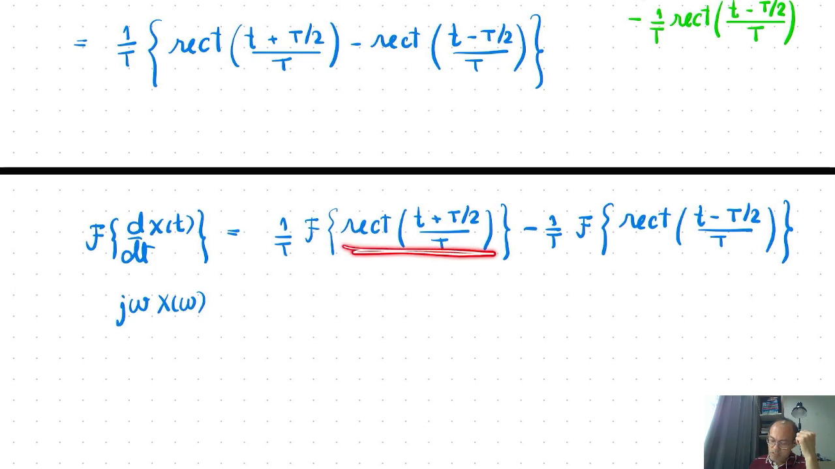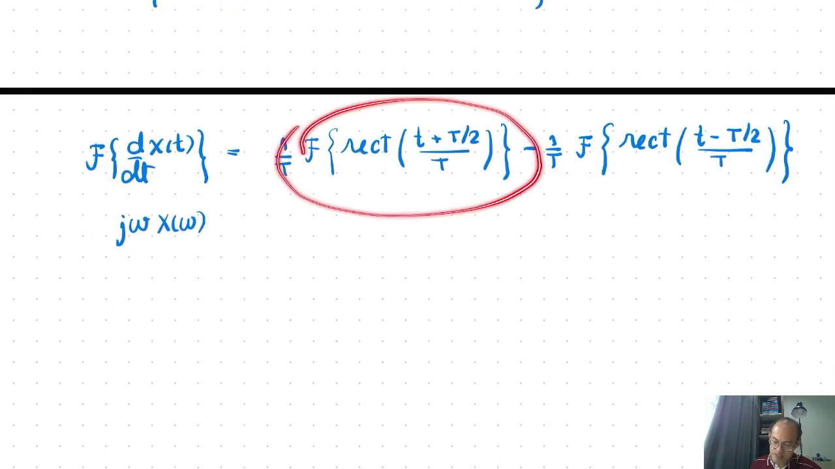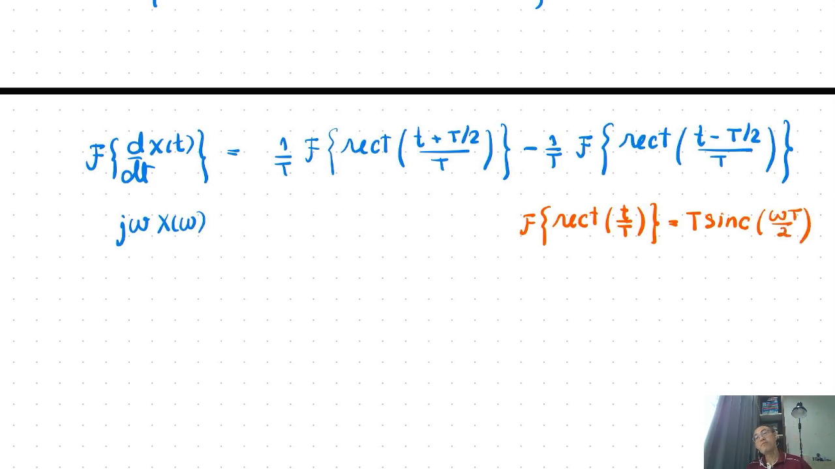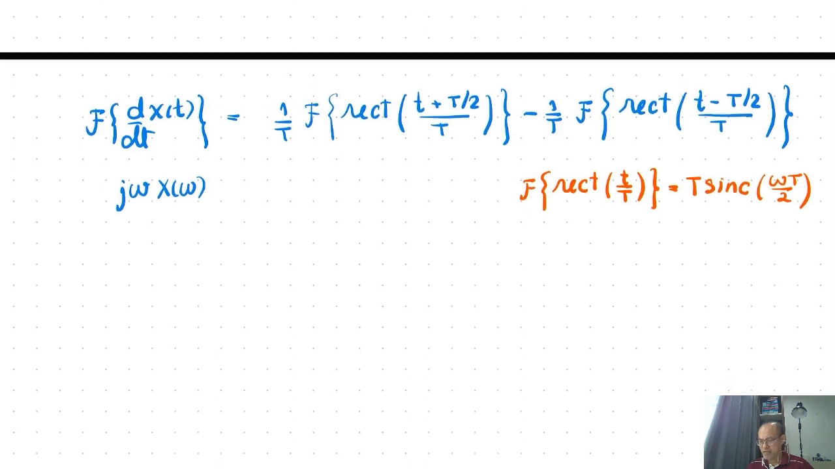Now, what about this? To determine this, we have to know that the Fourier transform of rectangular of t over big T is equal to big T sinc of omega big T over 2. This is what we know from the beginning of this lecture.